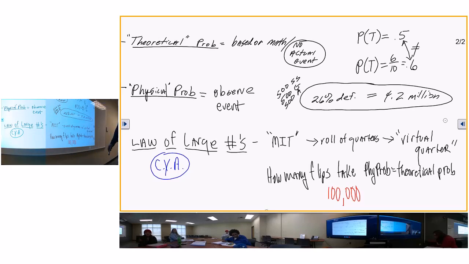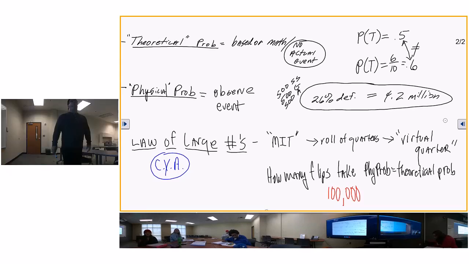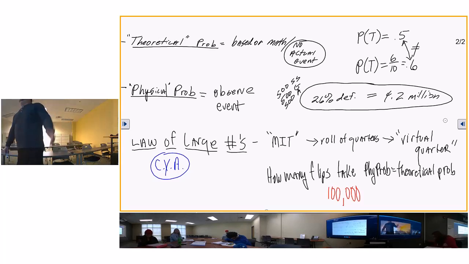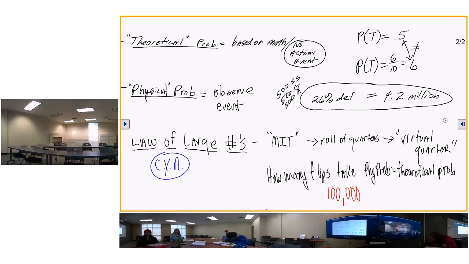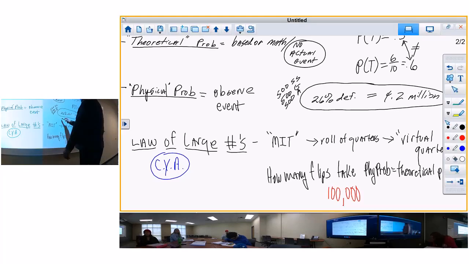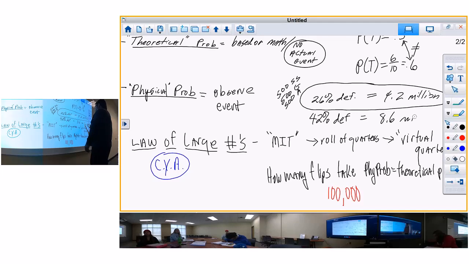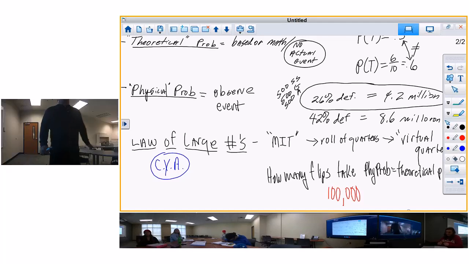Everybody with me? The next year rolls around, and at the next meeting they say, okay, here are the numbers from last year. Our defective tires were at 42%, which cost the company $8.6 million. So we were not budgeted. We have a shortage of what, $4.4 million? And what happens to you?